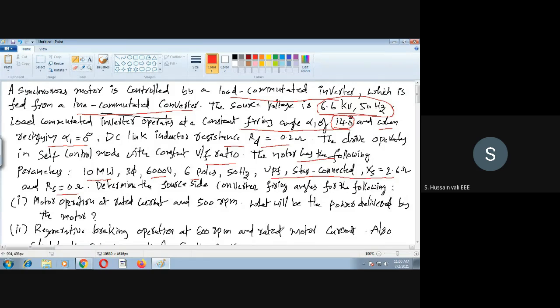Then what you have to find out: determine the source side converter firing angle. So you have to find out the rectifier firing angle for motor operation at rated current and all these things. Okay.